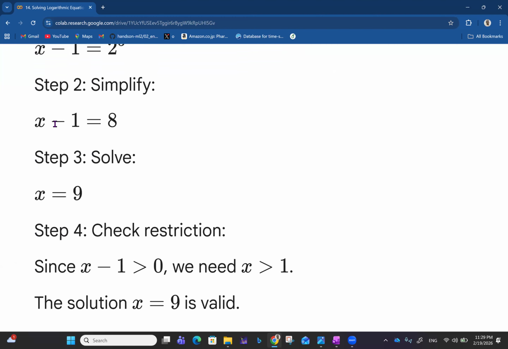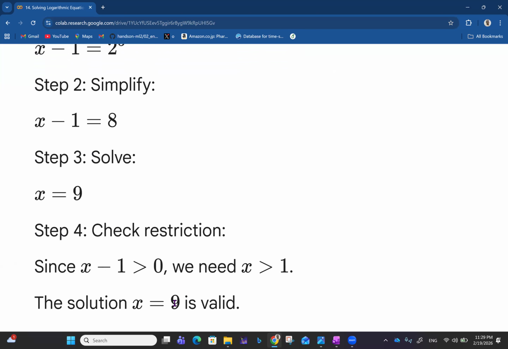So in that case, you have x equals 8 plus 1, which is 9. Then the next thing is you want to check for restriction. Since x minus 1 is greater than 0, it has to be true that x is always greater than 1. That means if x is going to be greater than 1, then the solution x equals 9 is valid, right?